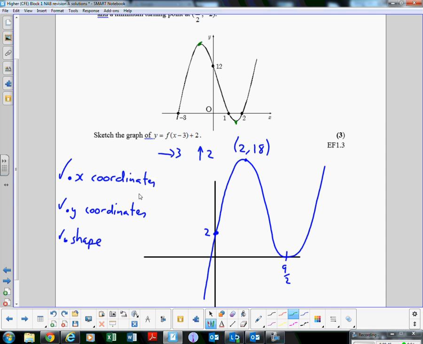So we need to keep the shape the same. We're not changing the shape, we're literally moving it along to the right and up. And we've annotated the points. So if it's an intercept, we don't need to write 0, 2 here because we know it's crossing the y-axis. And here, because it's touching the x-axis, we can just write 9 over 2. We don't need to write the y-coordinate.